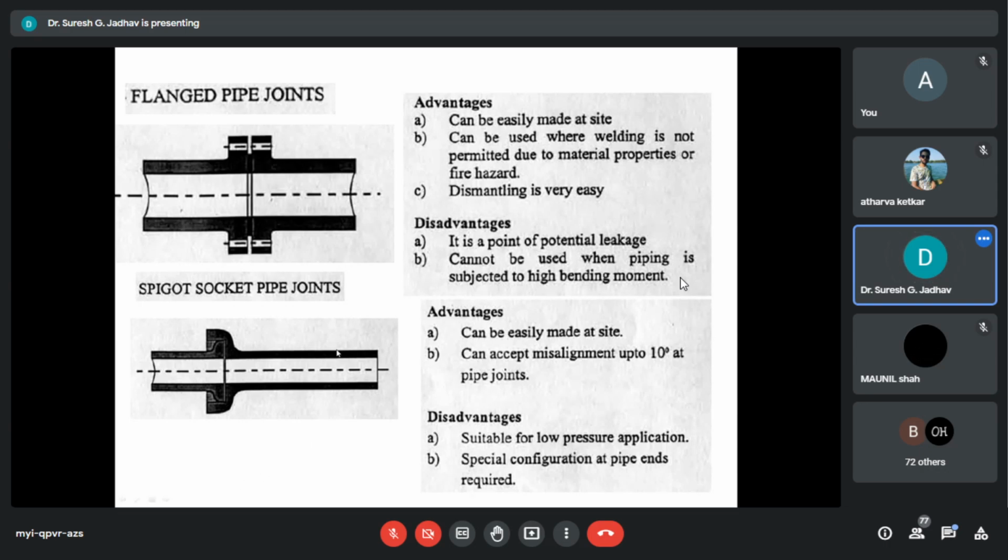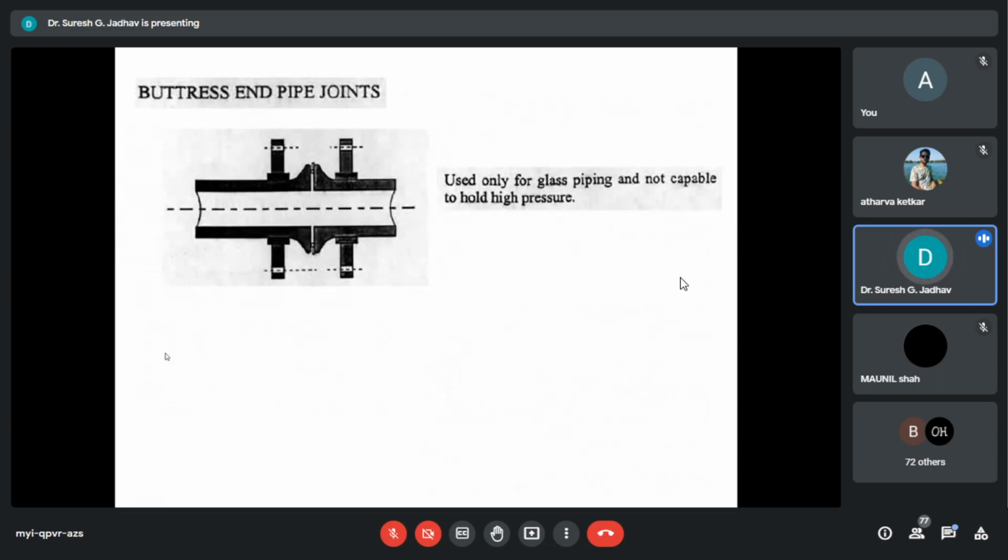These pipes are suitable only for low pressure applications. We cannot use them for high pressure applications. So these are the disadvantages of spigot socket pipe joints. This joint requires a special configuration at the pipe ends. For this requirement, we cannot use spigot socket pipe joints in chemical industries.